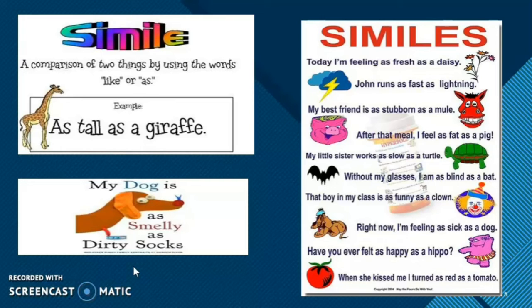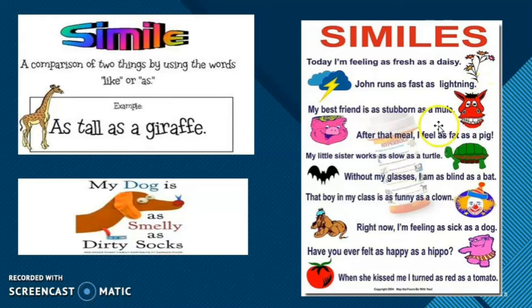And we all know that flowers are also very fresh, right? So, you can say I'm feeling as fresh as a daisy. Okay, John runs as fast as lightning. Now, when a person runs very fast, we know that lightning is also very quick, right? So we can compare a person and we can compare lightning due to that one similar quality, that is fast.